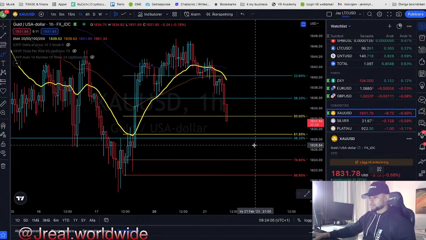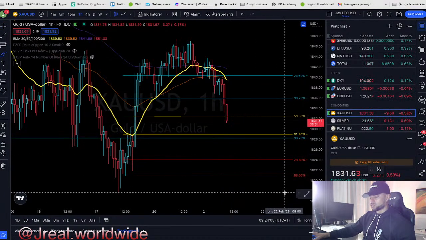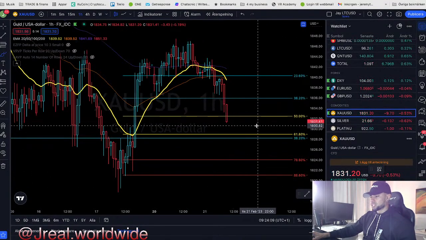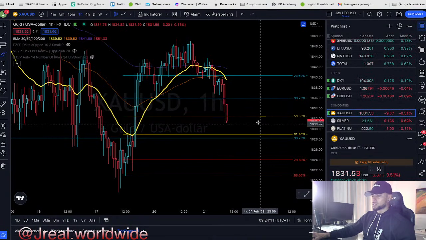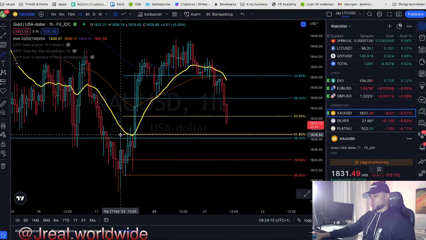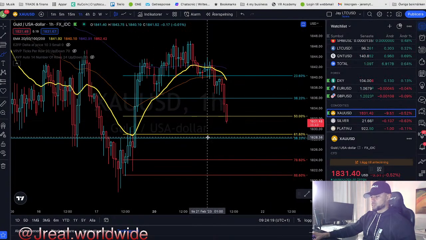But from what I'm seeing now, it's a lot of volume pushing the market down. There's a lot of market volume pushing the gold price down. So what I think the next zone of support that we're going to see is the 61.8 Fibonacci retracement.